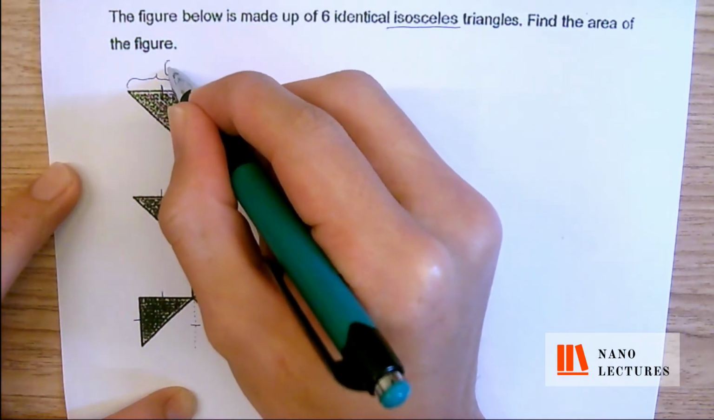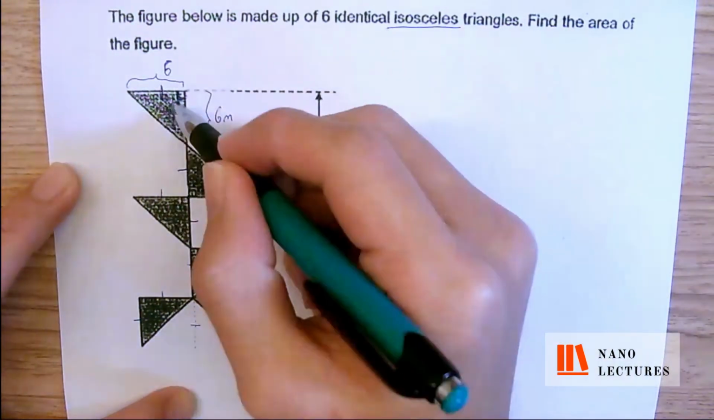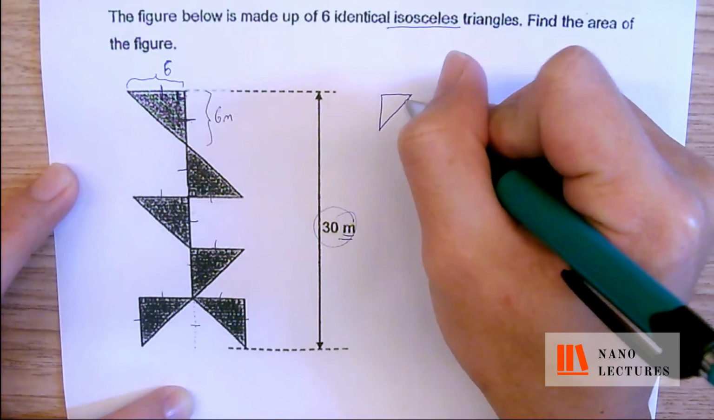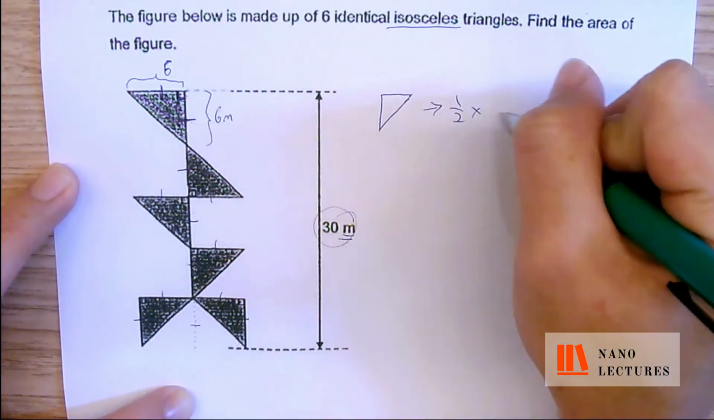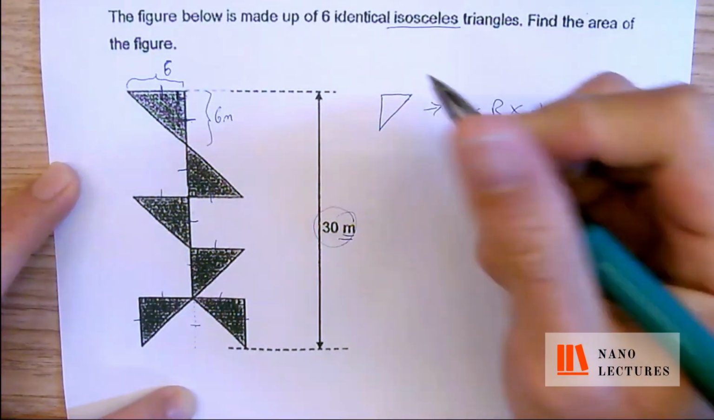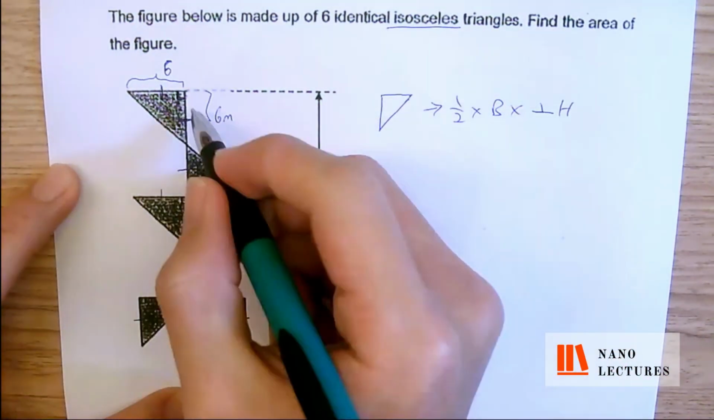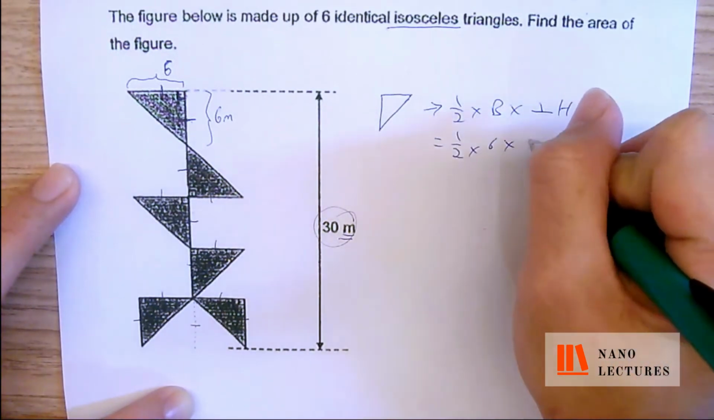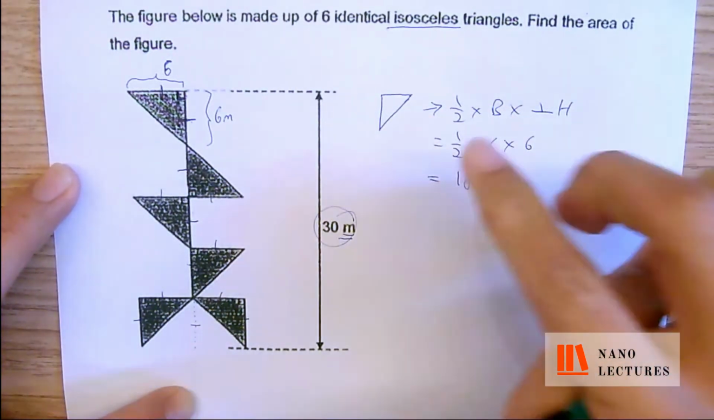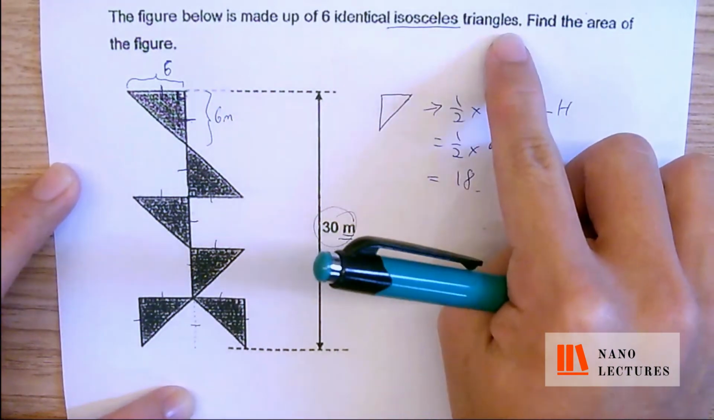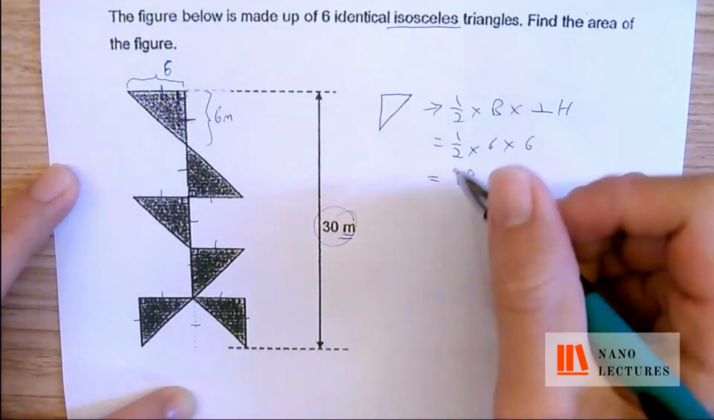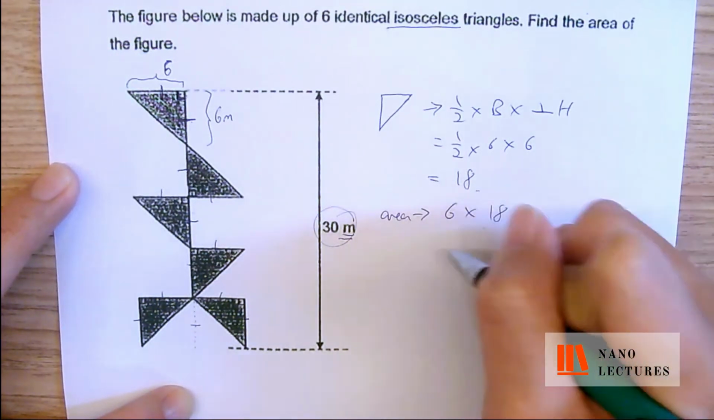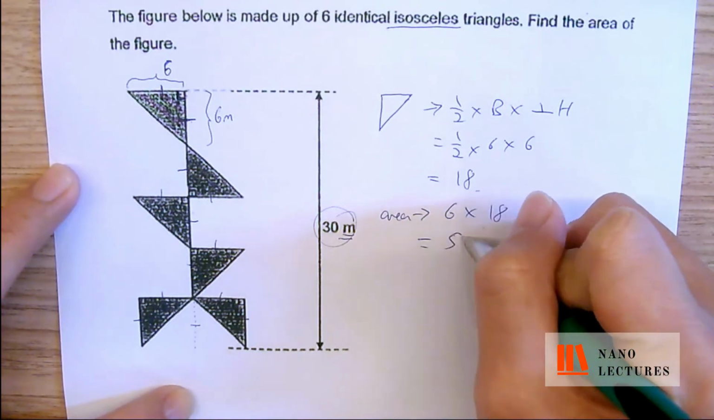So according to the formula I taught you in the previous video, can you figure out how to find the area of this triangle? For this isosceles triangle, it will be half times base times perpendicular height. And since the base we put at 6, the perpendicular height will be 6 as well. So it will be half times 6 times 6, and that will give us 18. And how many of such identical isosceles triangles are there? 1, 2, 3, 4, 5, 6. So total area would be 6 times 18, and that will give us 54.